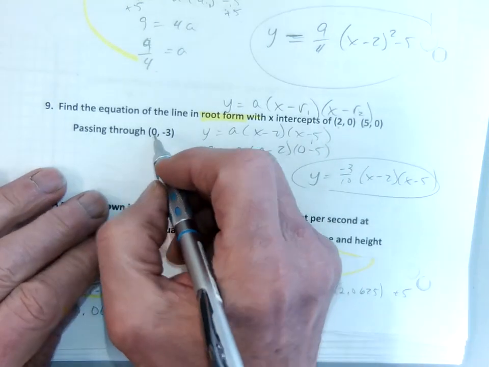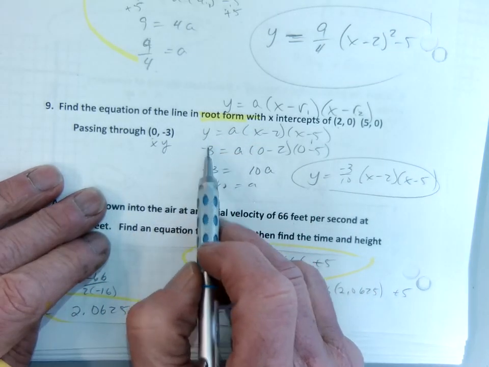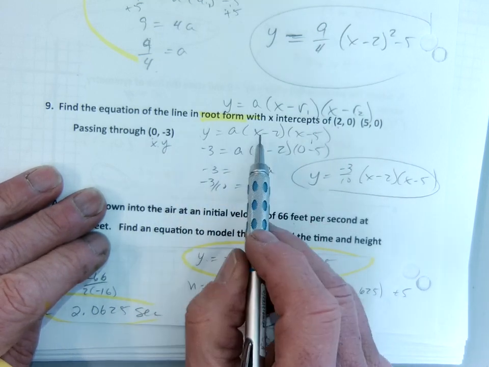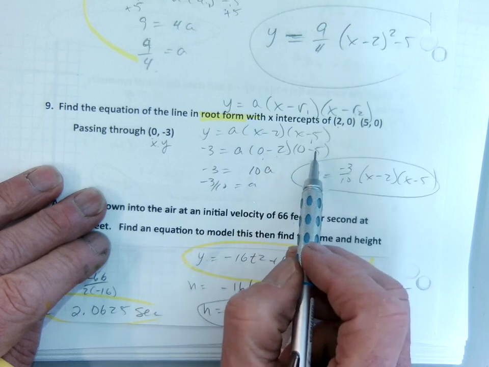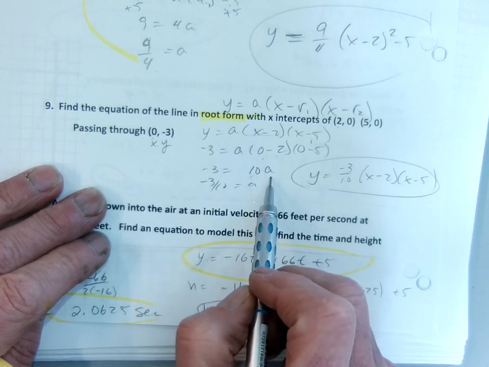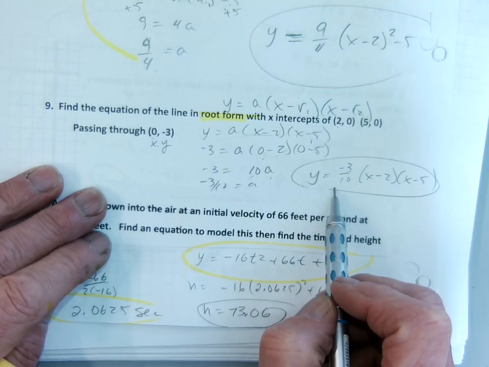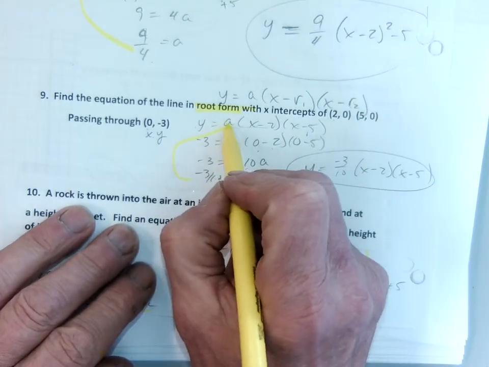So I have a point at 0, negative 3. It goes through. That's my x, my y value. So plug my negative 3 in for y and my 0 in for both x's. Because I got an x, I have 0 for both x's. So 0 goes there and there. Okay, so that makes a negative 2 times a negative 5 is a 10. So I get 10a equals negative 3. Then I divide it by 10, and I got a negative 3 tenths. So my answer is to take this negative 3 tenths and put it right there.